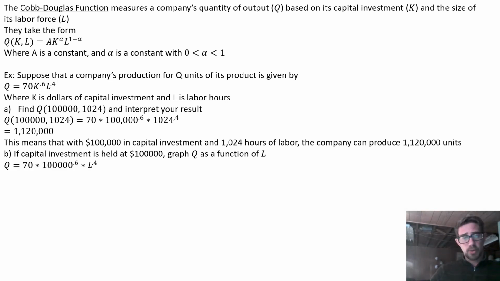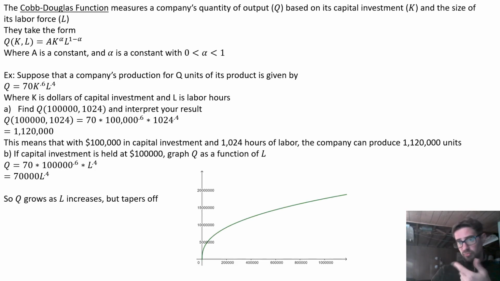We'll stick 100,000 in for K, and then we can simplify that. That's 70,000 L to the 0.4. Hopefully you can see that 0.4. So now we just have Q as a function of one thing. So let's look at that graph. It seems intuitive that if we keep the capital investment fixed and have more and more labor hours, we're probably going to turn out more product. But at some point, it's not just going to keep going up forever. So that's what that looks like.